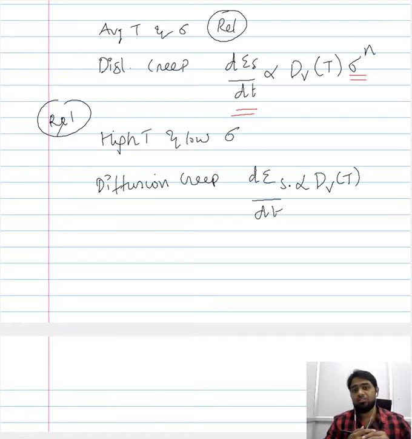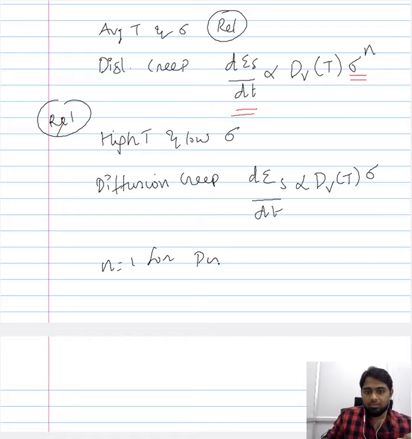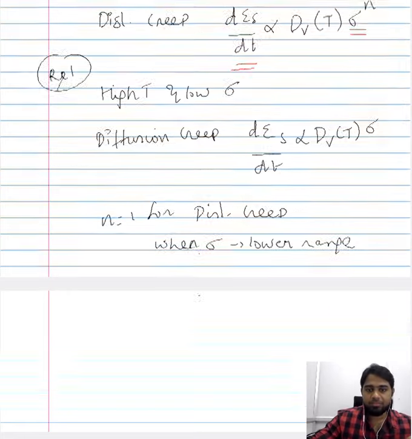And then the way stress relates to the creep rate under the diffusion creep mechanism is through this relation, meaning it is directly proportional and it is not a power law relation. Now we saw there is a possibility when you have a relatively low stress. In this condition, when you have a lower range of stress, then n is equal to 1 for dislocation creep when the stress is in the lower range, and this we refer to as the Harper-Dorn creep.